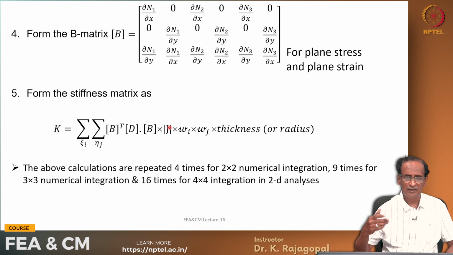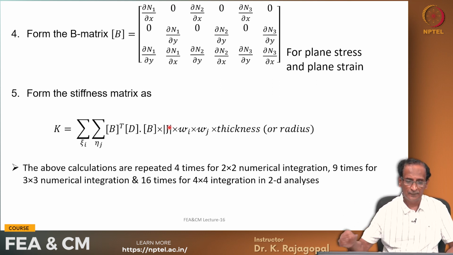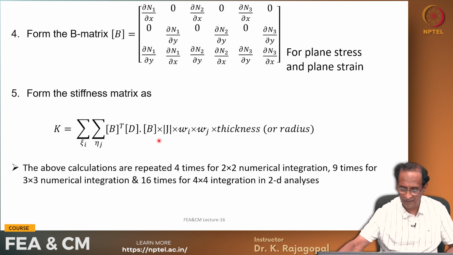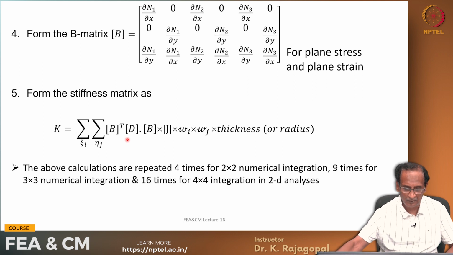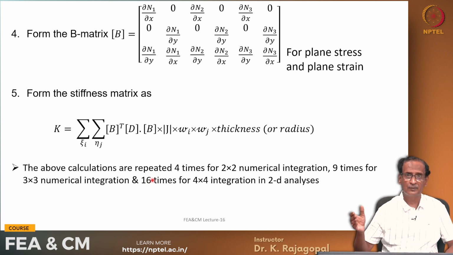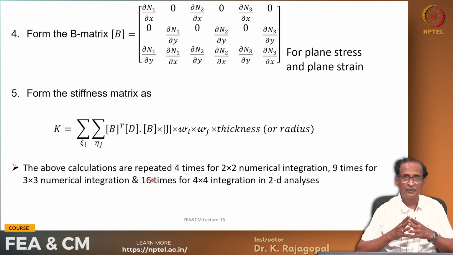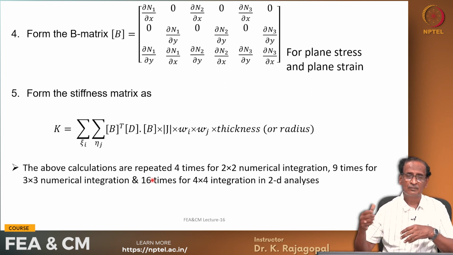So these calculations are repeated several times. For a 2 by 2 integration, we repeat these calculations 4 times, and we repeat this 9 times if we use a 3 by 3 integration. So almost double the times, and then if you use 4 by 4, it's even a larger number of times, 16 times. So actually it is most important that we do not use a higher order of integration than necessary.